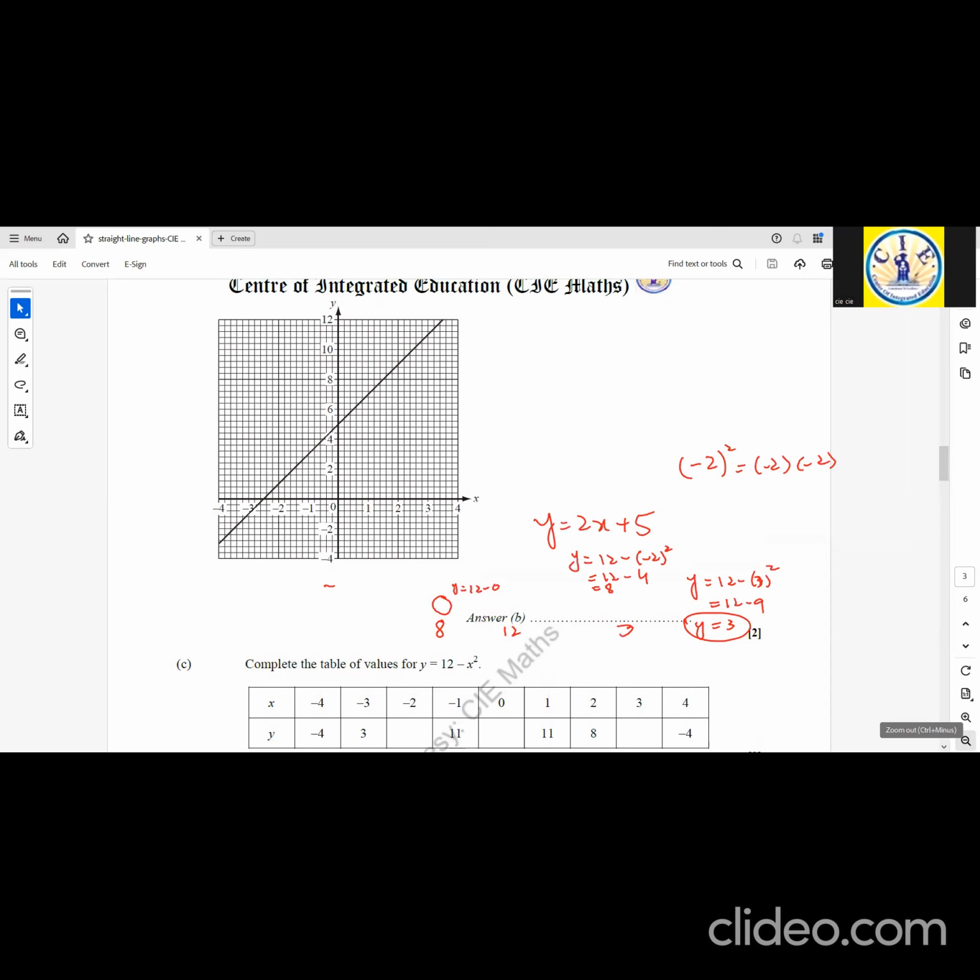Eight, 12, and 3. I would be using these points and jotting these points on the graph, and then I would be drawing the graph. 8, 12, and 3.